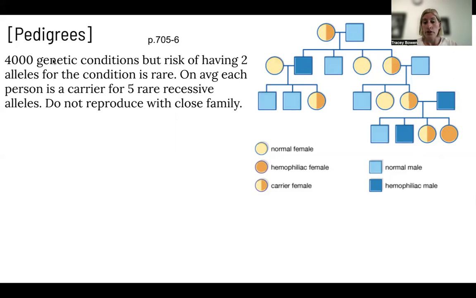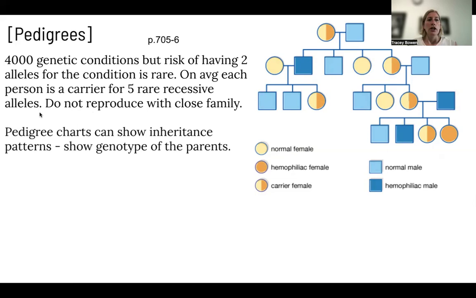So it's really good if you don't reproduce with close family members, so that you're not passing on the same 5 rare recessive alleles that you both have because you're related to each other, which is why you don't have children with your first cousins. So pedigree charts can show inheritance patterns and show the genotypes of the parents.